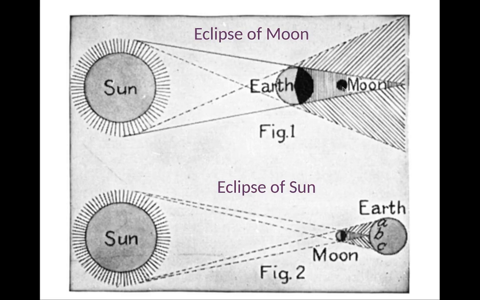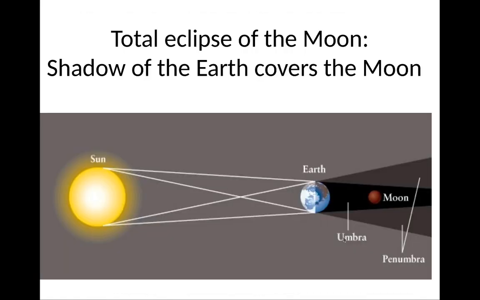So the moon has to be in the Earth's shadow, which means the Earth has to be between the moon and the sun, and so this can only happen at full moon. And you have an eclipse of the sun. Basically, the moon has to be between the sun and the Earth, and so that can only happen when the moon is at new moon. All right.